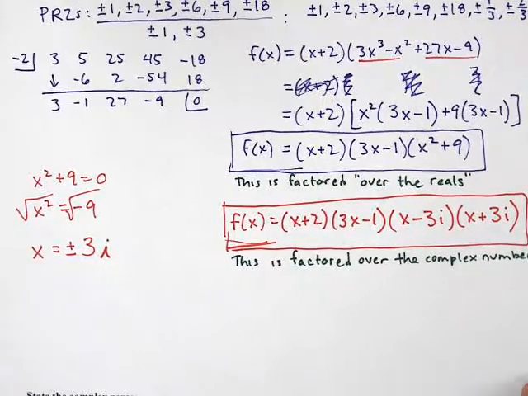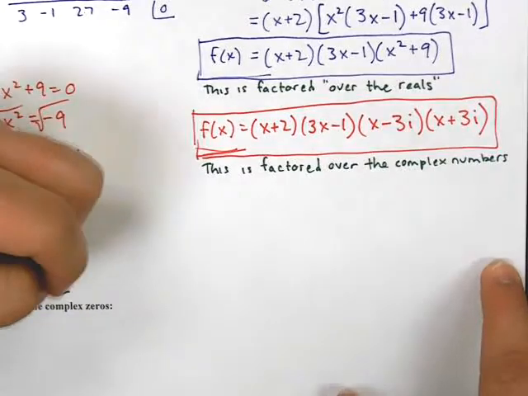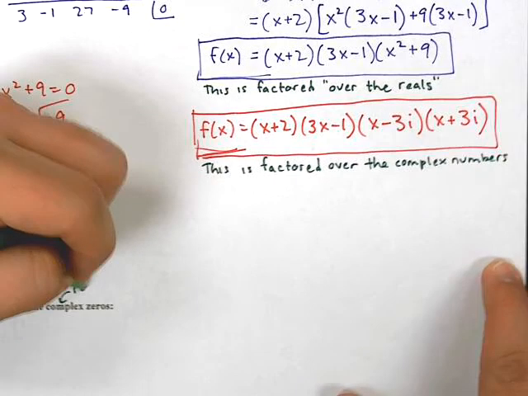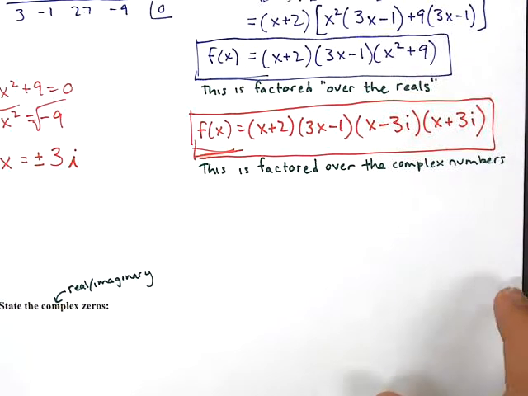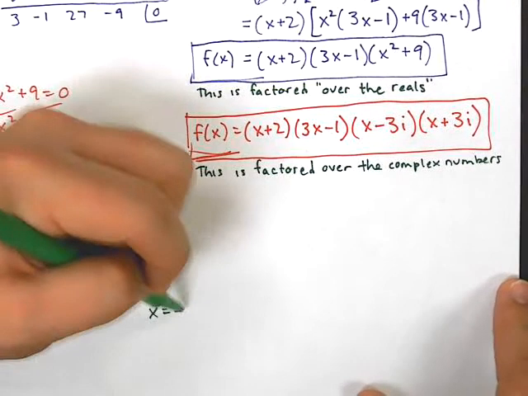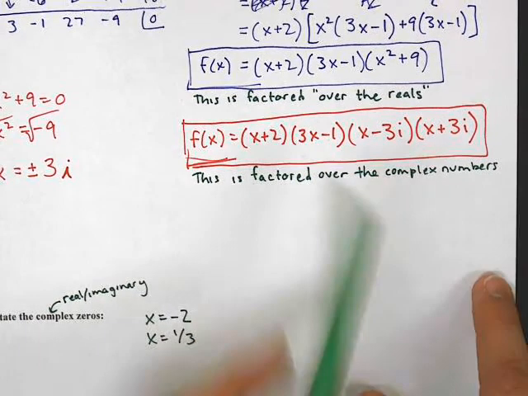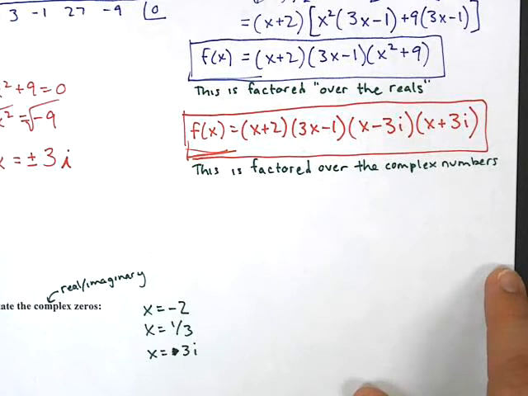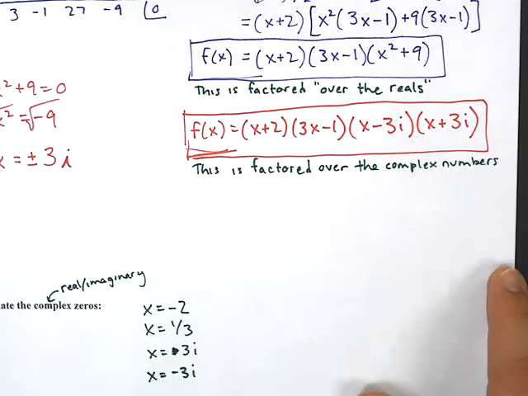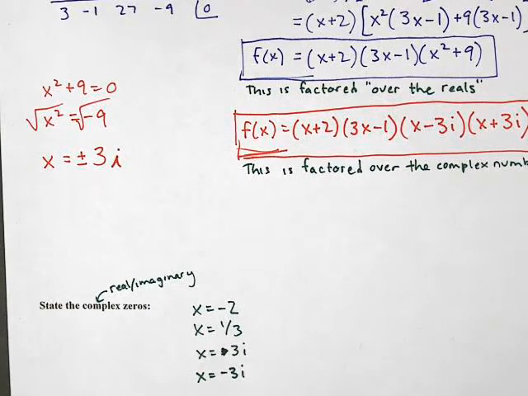So the last thing on this page is basically I want us to be able to state the complex zeros. Well, the complex zeros are all zeros, real or imaginary. Okay? So my real zeros should be x equals -2 and x equals 1/3, right? That's from right here. And then, of course, we have x equals 3i. I guess I didn't need that plus sign. Or x equals -3i. And that was from these two that I had over here. All right? Okay.